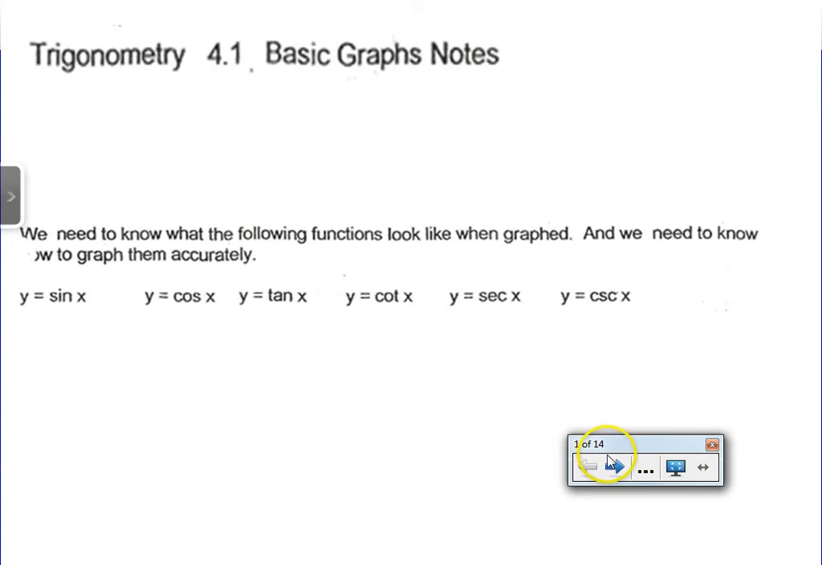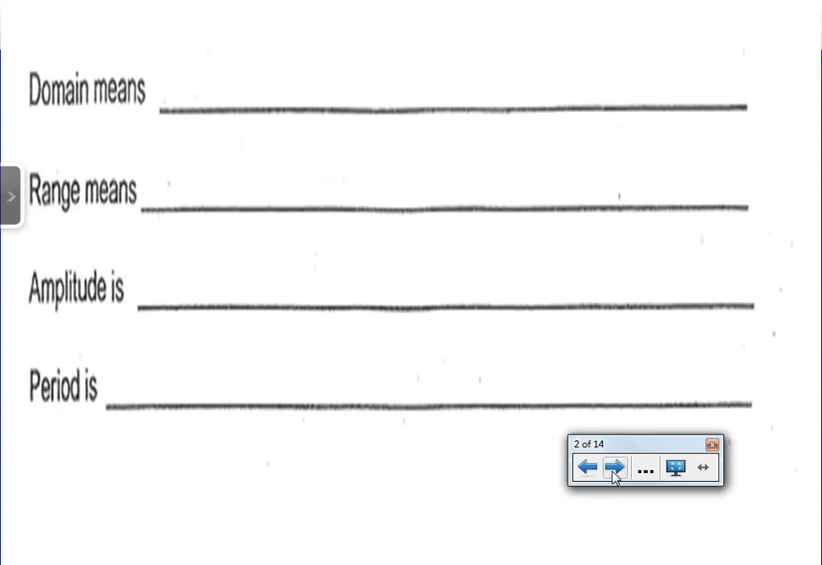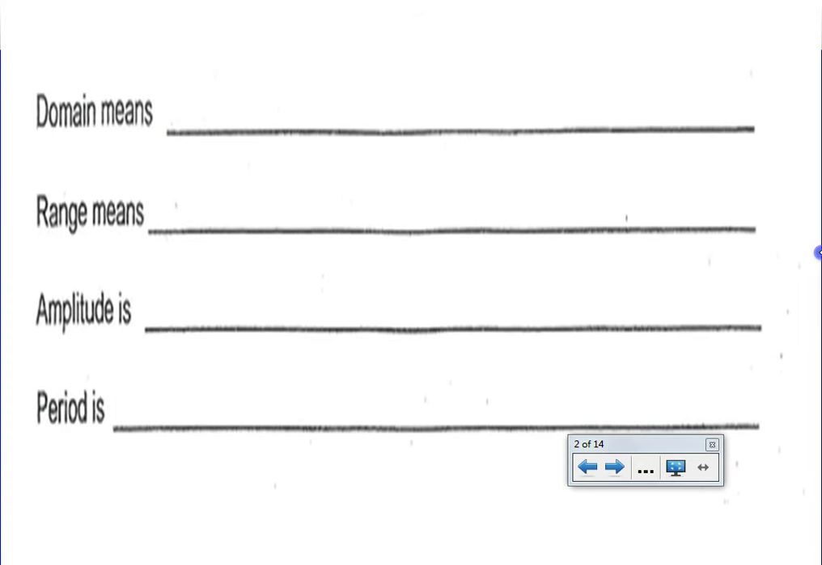So let's start with domain. Back in algebra, when your teacher asked you for domain, what did your teacher want? All the x values, yes. Now, technically, domain is all the x values for which the function is defined, but if you just wrote the x values, I know what you mean.